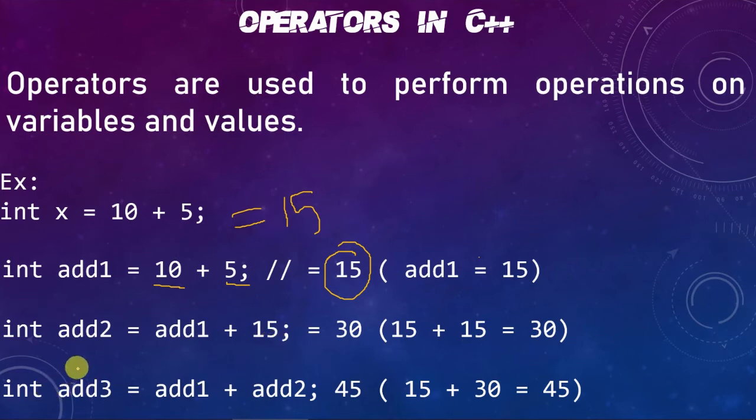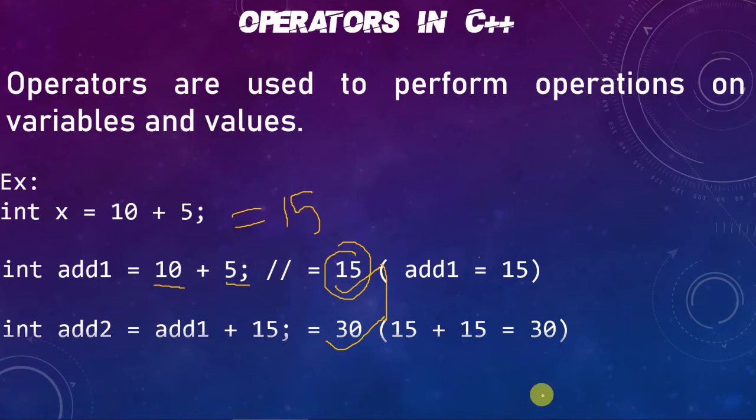So in int add3 equal to add1 plus add2, it means our first value is 15 and the second value is 30. So the addition of both these values will be assigned to the variable add3. Okay, like that, 15 plus 30 equal to 45.